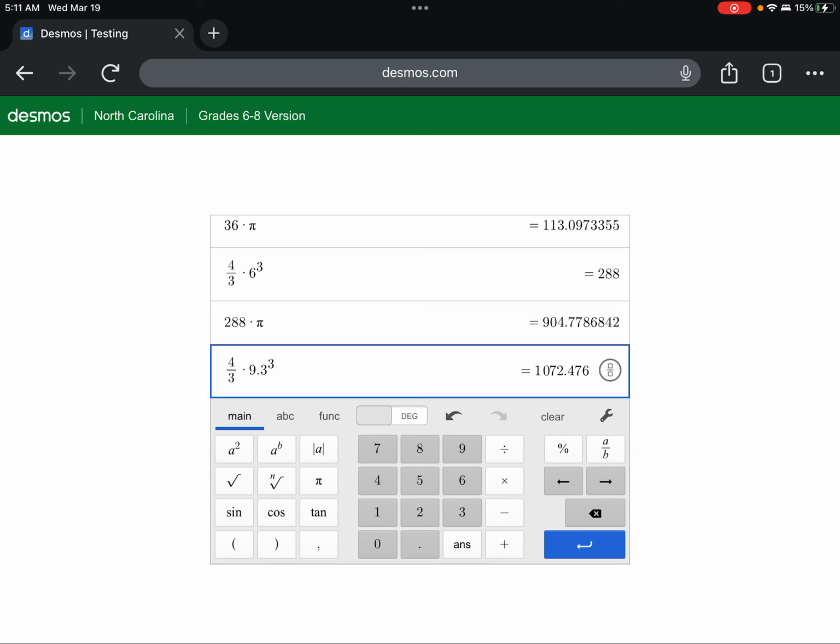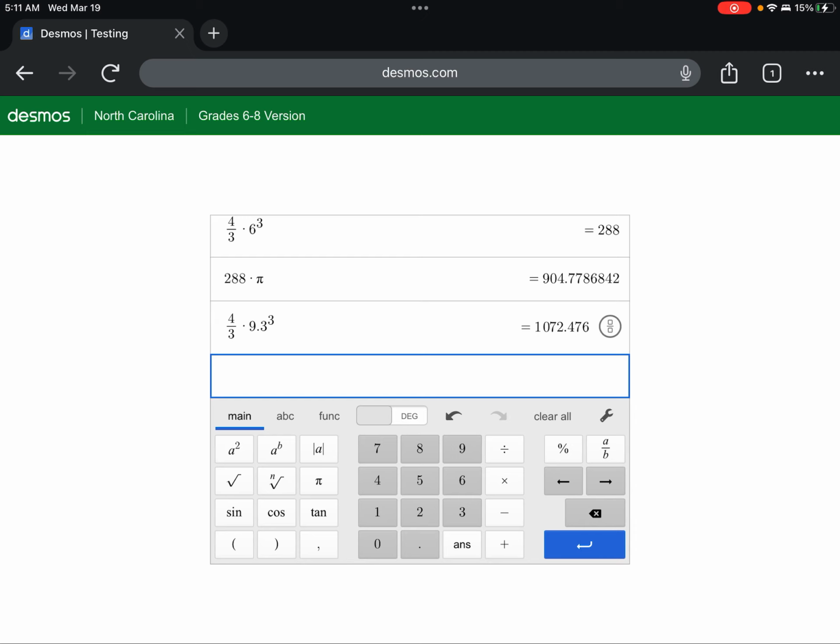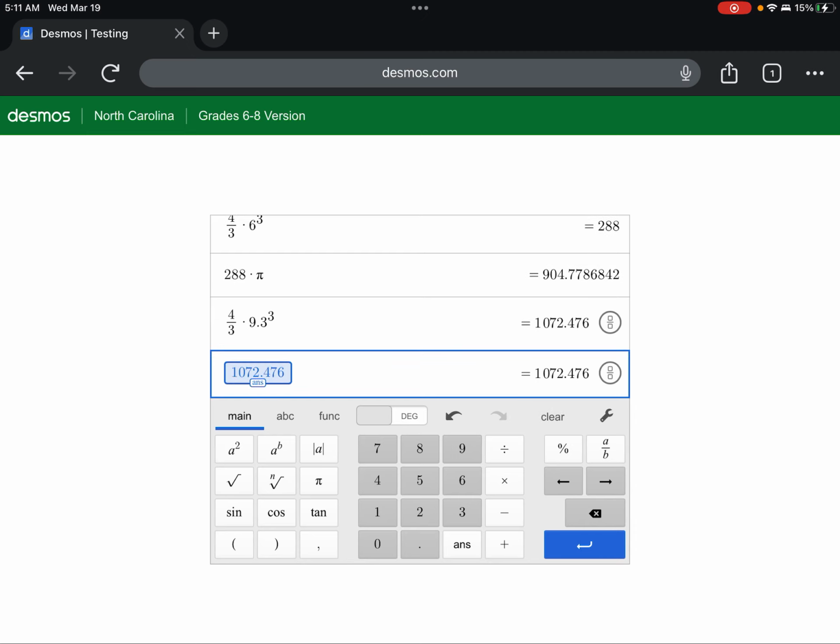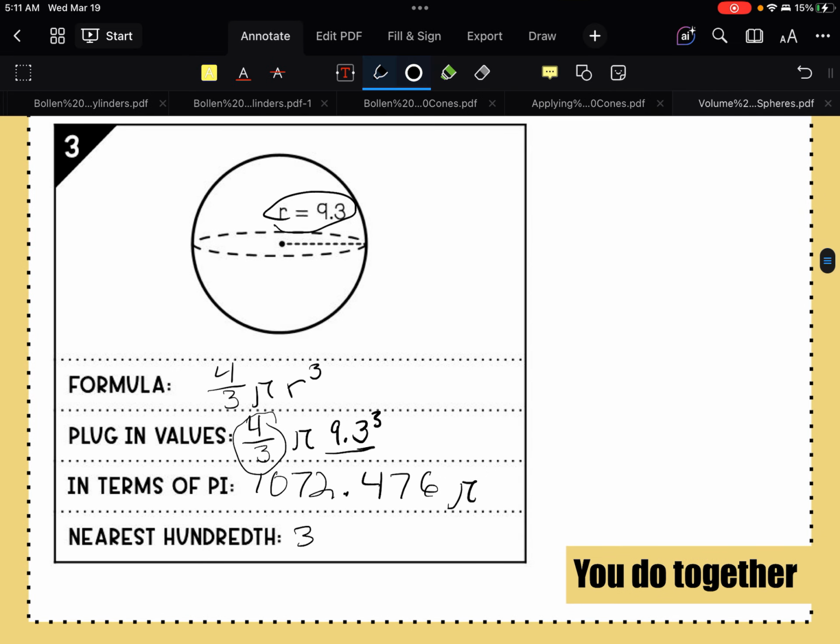You can use the answer button here to recall that answer times pi, and you get 3,069.28, and then there's only 2 after, so you can just leave it as 28. So it becomes 3,069.28.